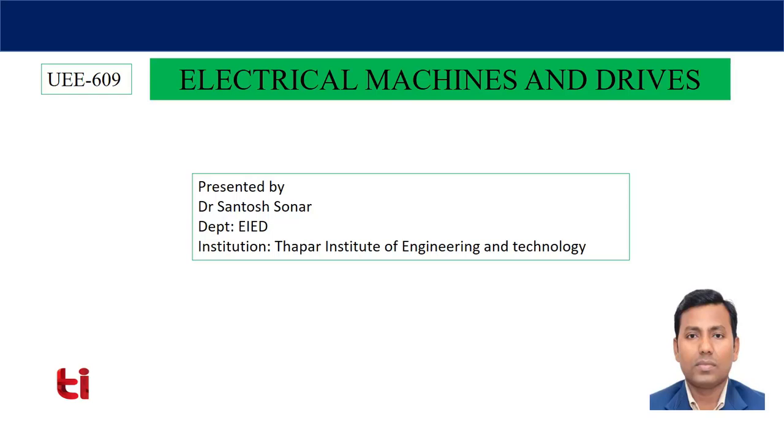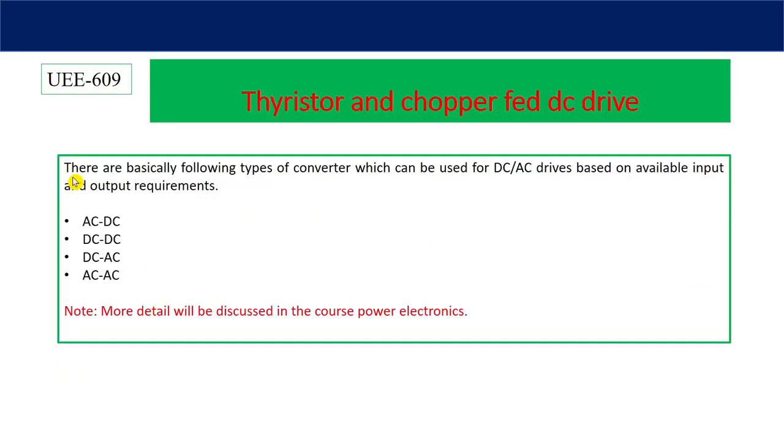More about these converters has been discussed in power electronics module. Let's see those things. Here, basically four types of converters are there: AC to DC, DC to DC, DC to AC, AC to AC. This AC to AC will be used in case of induction motor or AC motors. This one also will be used in AC motors. But these two converters will be used for DC motors.